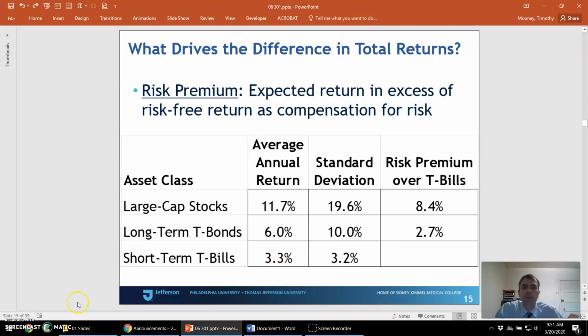And the extra return that one earns by buying into a risky investment like stocks over a risk-free investment, right? That extra return is called a risk premium. So the difference between the average return on large cap stocks and a risk-free investment, T-bills, that 8.4% is called a risk premium. We'll end up using a risk premium later in the chapter.